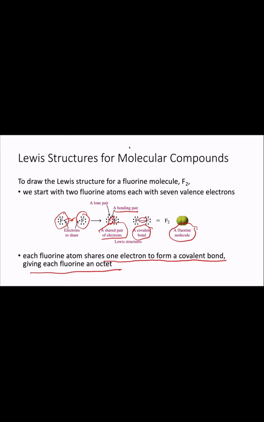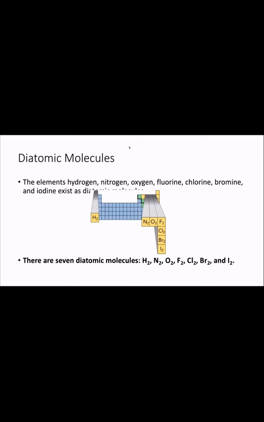Okay, that's how we start building Lewis structures, how structures are going to look. Diatomic molecules: the elements hydrogen, nitrogen, oxygen, fluorine, chlorine, bromine, and iodine all exist in diatomic form because it lowers the energy and gives all of them an octet. All 7 diatomics exist as diatomic molecules because of stability and lower energy.